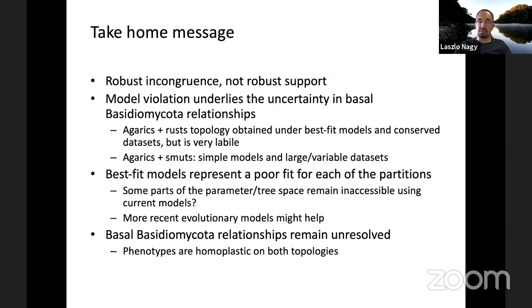I should stress that most of these analyses were performed in 2015 and 16, when some of the more complex models that are now available in IQ-TREE, for example, were not published yet. So maybe if we were to use those, we could get some more definitive answers for these questions. On the biological side of things, basal basidiomycota relationships remain unresolved, which is not satisfactory as a fungal biologist, but I think it tells us a lot about how we should treat phylogenomic data sets and what kinds of biases we should face when we are analyzing these kinds of data.